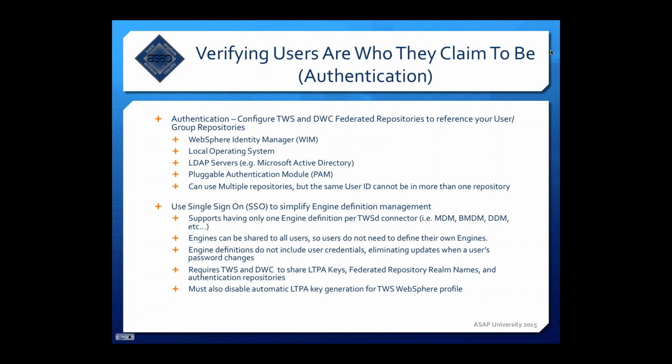So in the following slides, I'm going to talk about the TWS and DWC authentication and authorization. Authentication being verifying users are who they claim to be, and then authorization verifying users have access to only the resources that they need to have access to. So kind of a least privilege model.